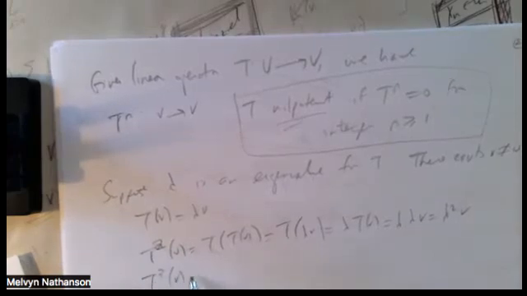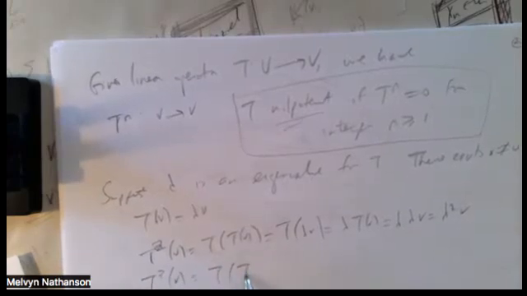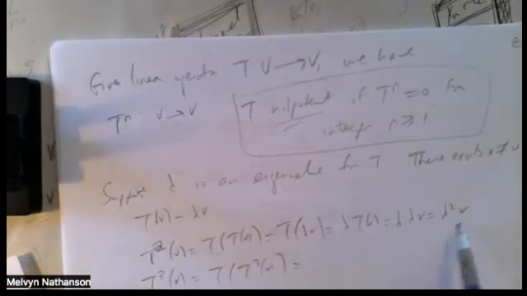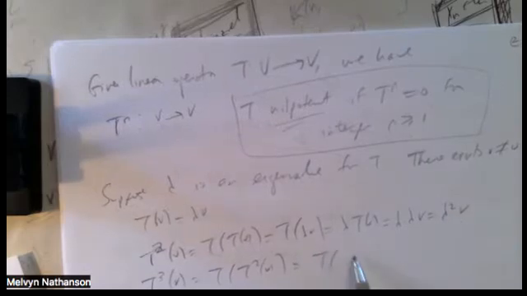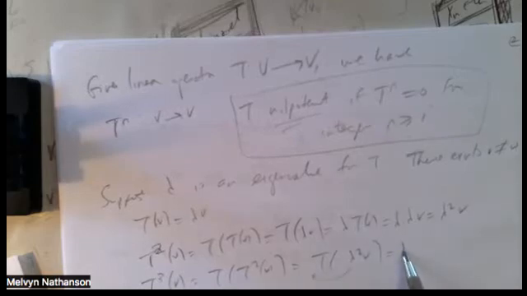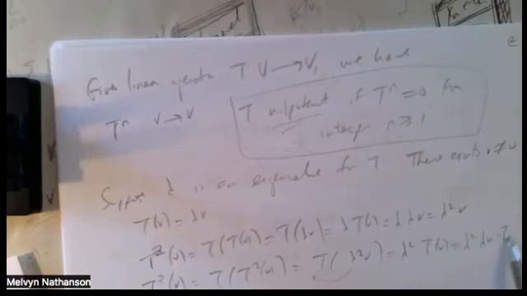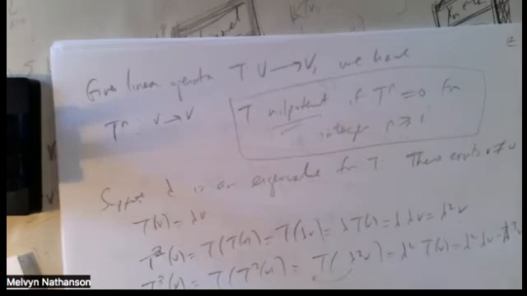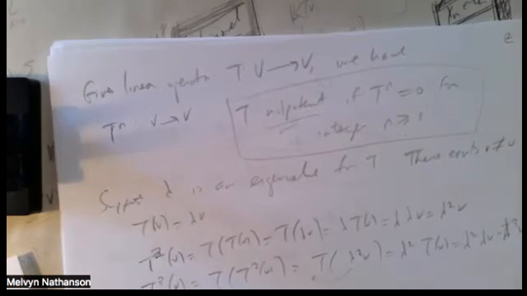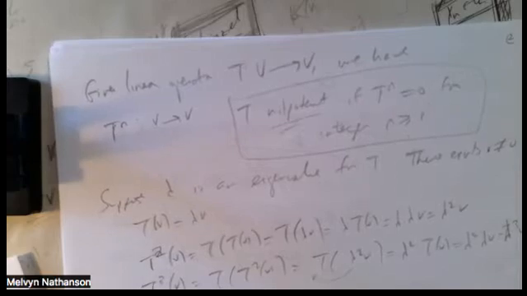And what's T cubed of v? This means T of T squared of v. T squared of v is lambda squared v. So this is T of lambda squared v. You can always take a scalar outside. That's lambda squared times T of v. T of v is lambda v, so that's lambda cubed v. And in general, T to the r of v will be lambda to the power r times v.